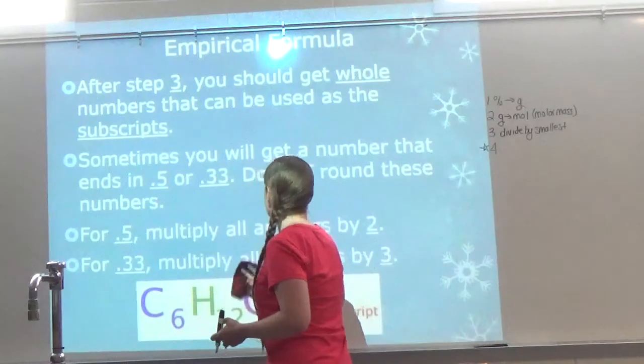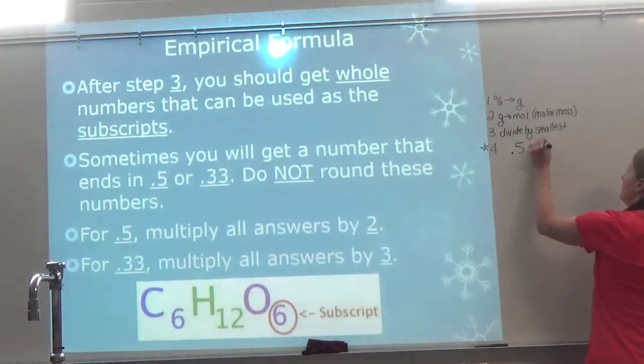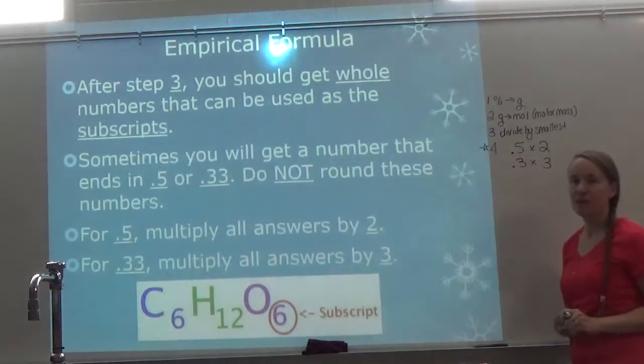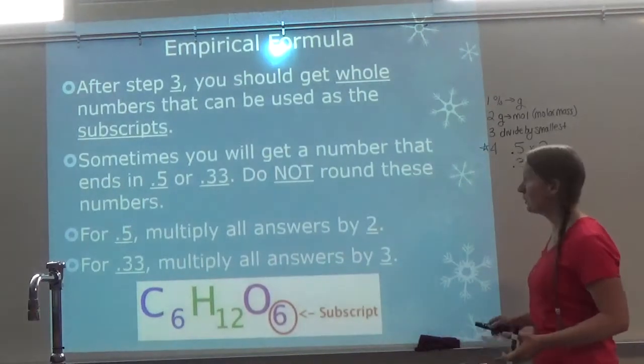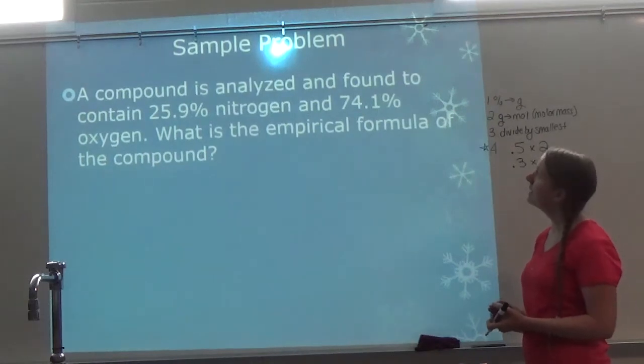All right, so for step 4 over here, I'm just going to say if you have 0.5, multiply by 2. If you have 0.3, multiply by 3. Okay, you might have 0.33 repeating depending on how well you rounded your other answers. All right, so it says a compound is analyzed and found to contain 25.9% nitrogen and 74.1% oxygen. What is the empirical formula of the compound?